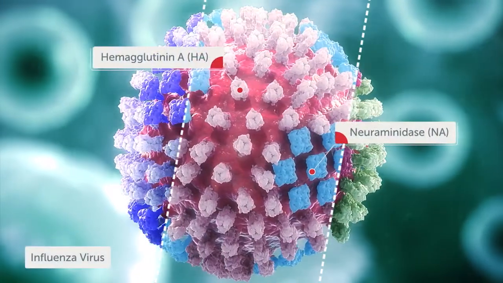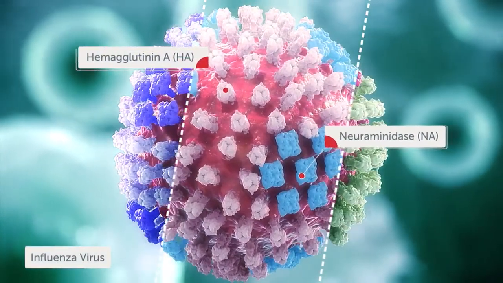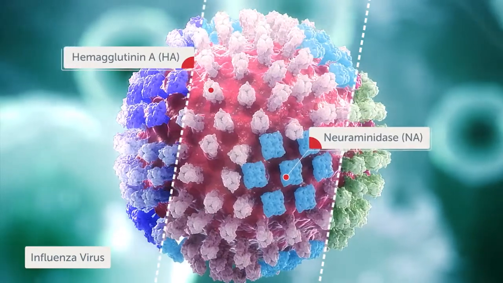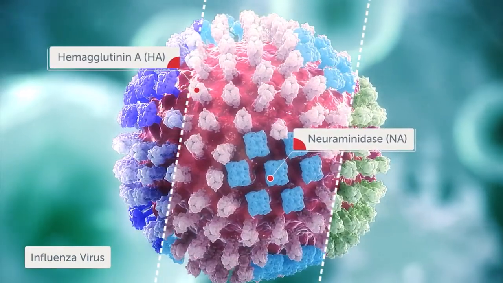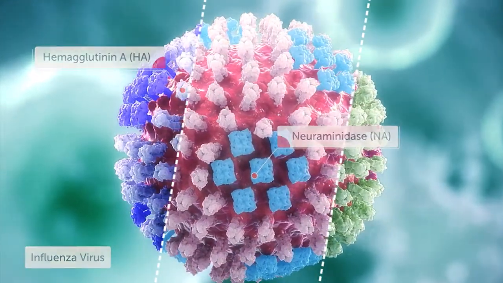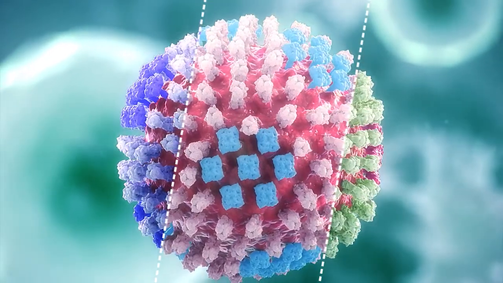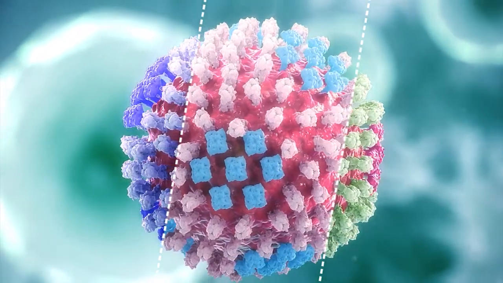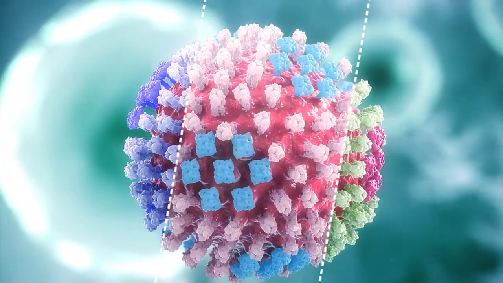Due to constant small mutations in the antigenic determinants of the surface proteins hemagglutinin (HA) and neuraminidase (NA) of an influenza virus, influenza vaccines are annually reformulated to recognize the most prevalent viral strains for that year's flu season.